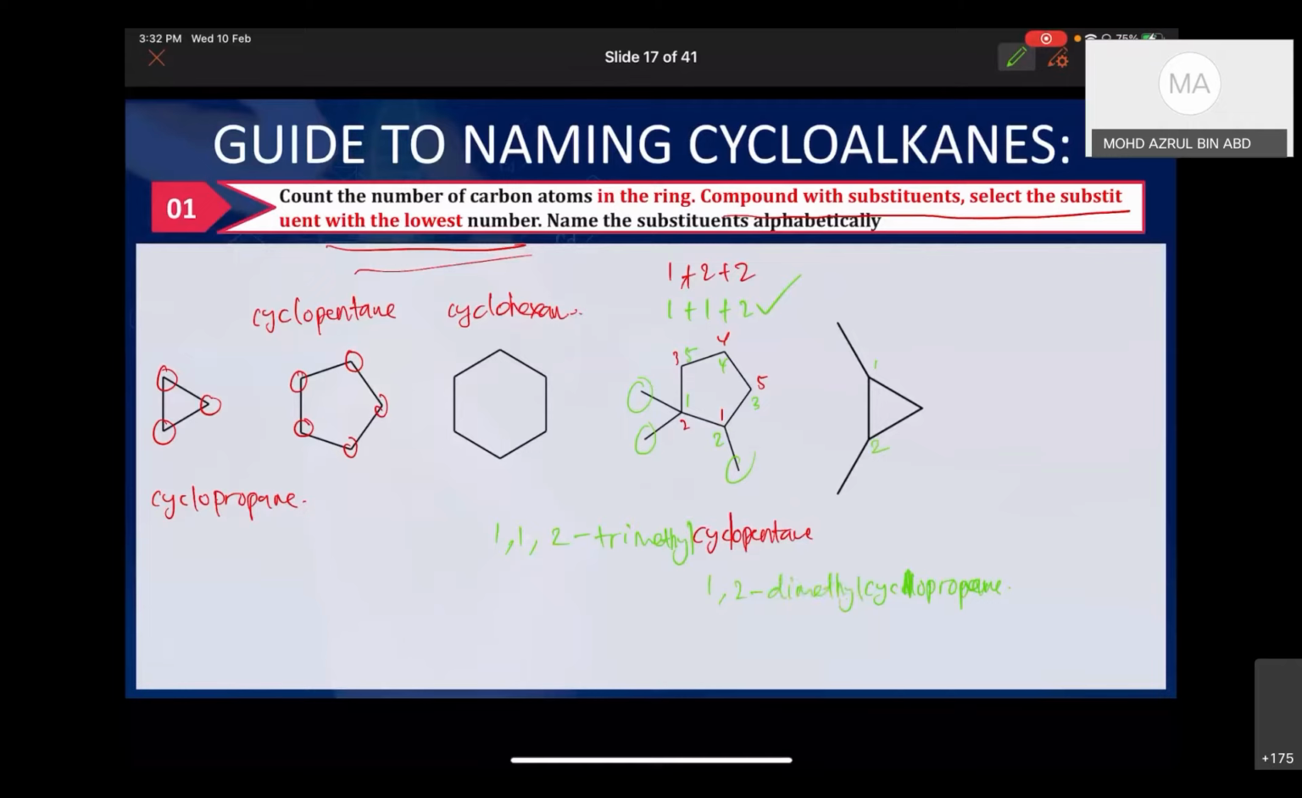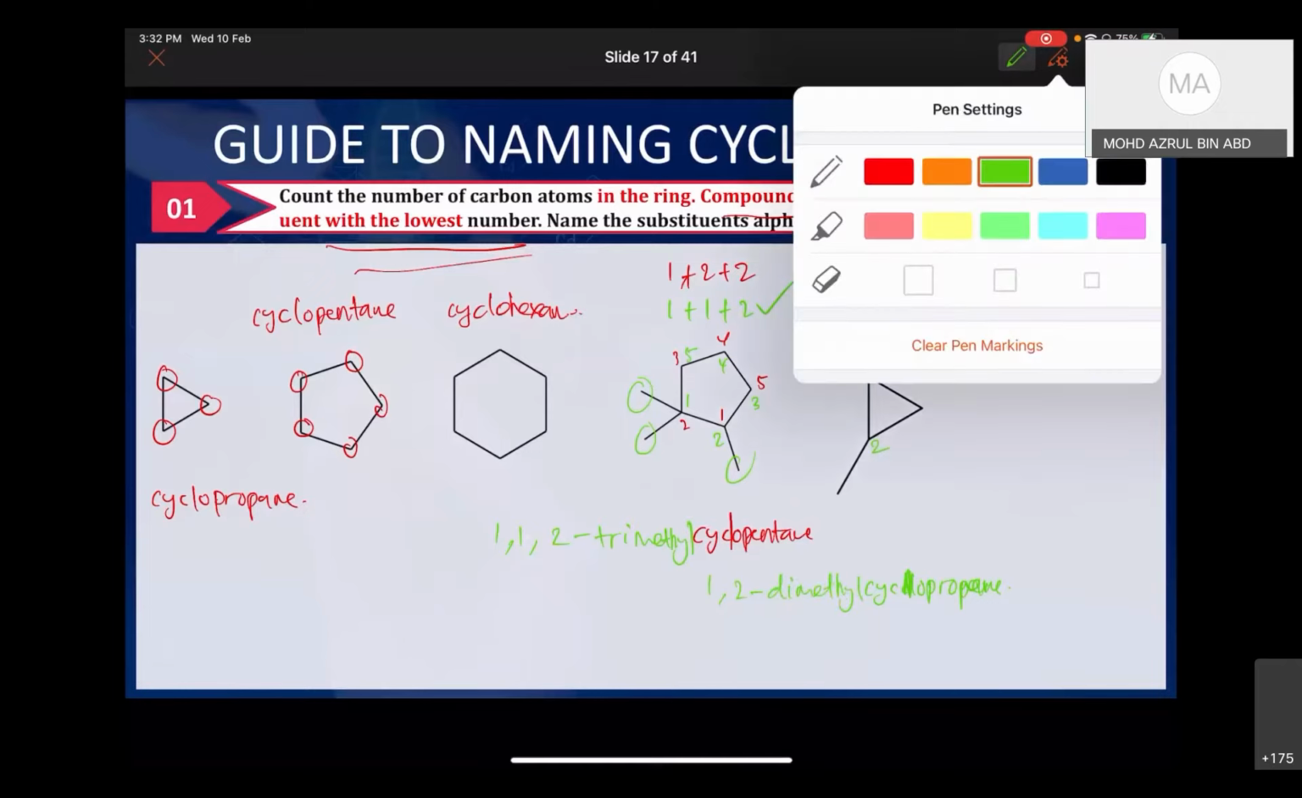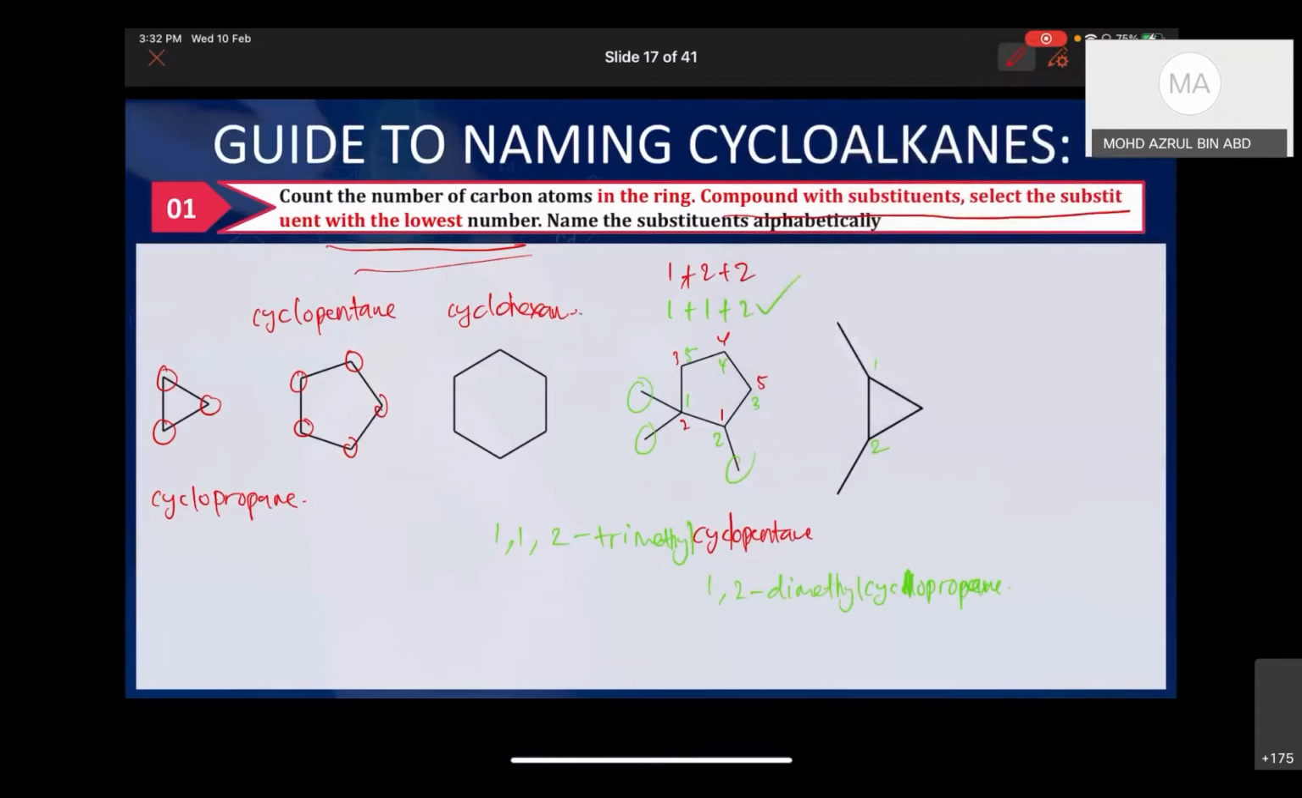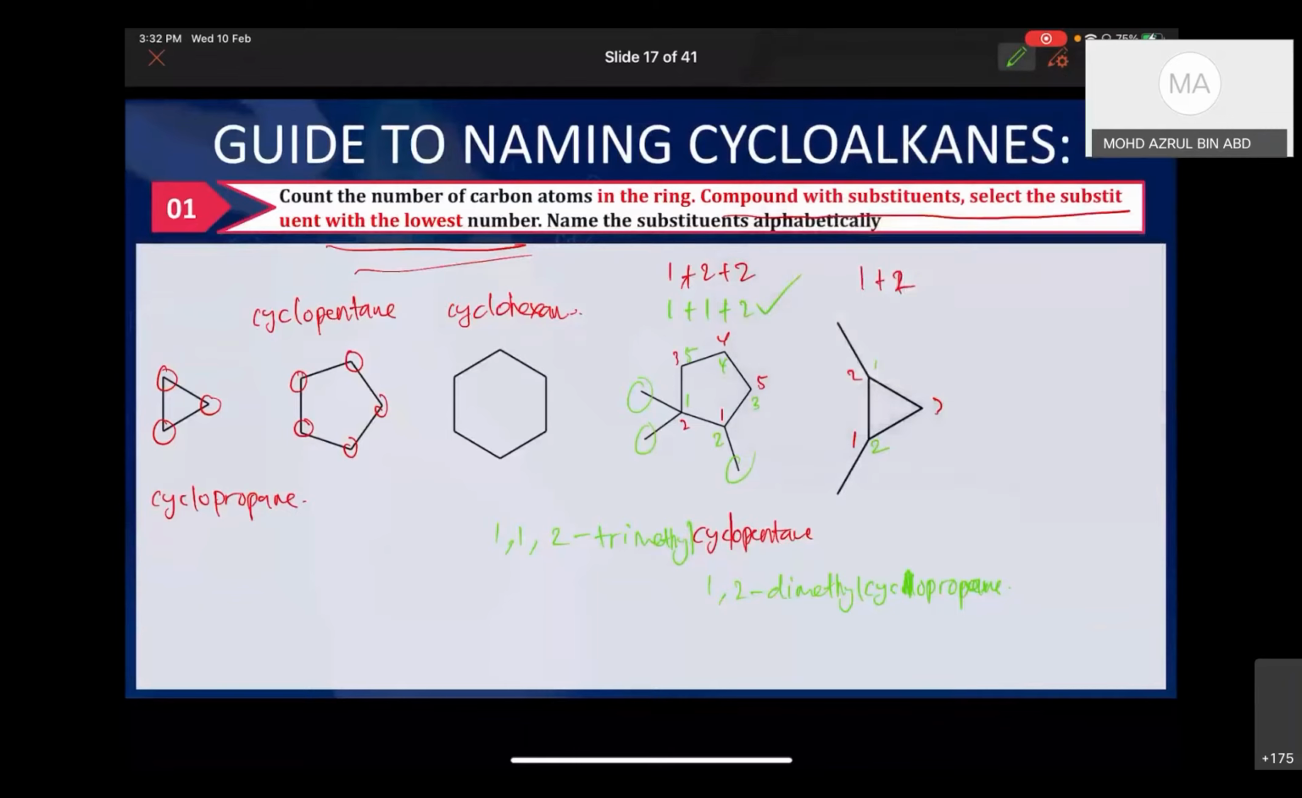1,2-dimethyl. Let's say some student asks, can I start from here? Of course you can start from here, because both directions give the same number of substituent, 1 plus 2. If you go green, it's also 1 plus 2, the same. So no worries if you plan to use another direction.